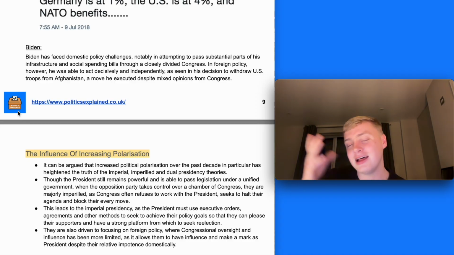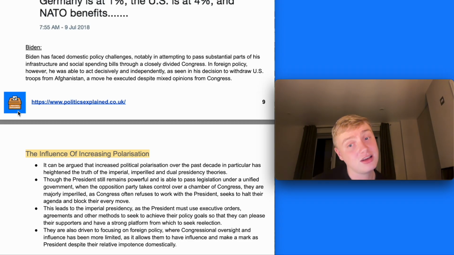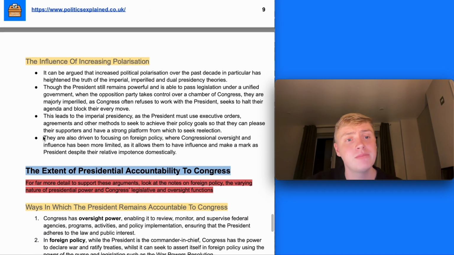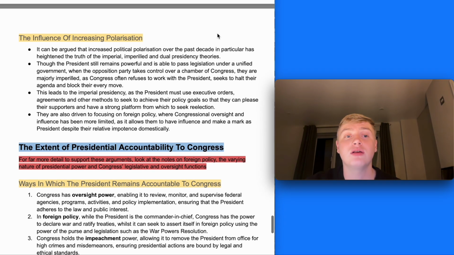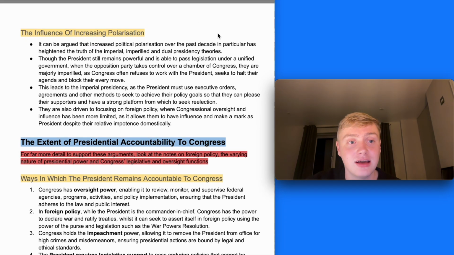I'd say it's potentially a bit less useful in relation to Biden, to be honest, because he actually has been able to pass quite a lot domestically, even with a divided government, with significant bipartisan cooperation. In terms of the influence of increasing polarization, it can be argued that the increasing polarization over the past decade has heightened the truth of the imperial, imperilled, and dual presidency theories.